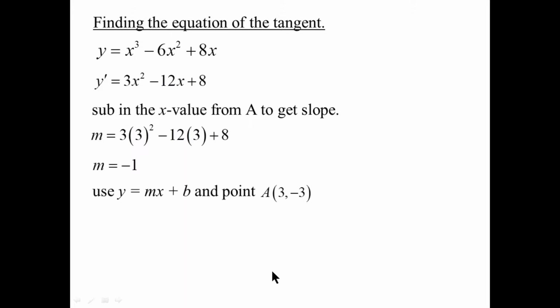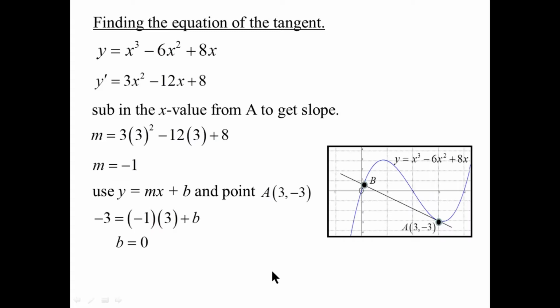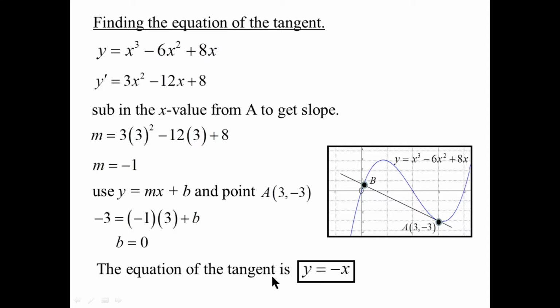And use y equals mx plus b and our point A. Plug them in to y equals mx plus b, including the slope. Doing the math, b turns out to be 0. So the y-intercept of the line is 0, and the line goes through the origin. Mine misses on the diagram just by a bit. The equation of the tangent is y equals negative x.